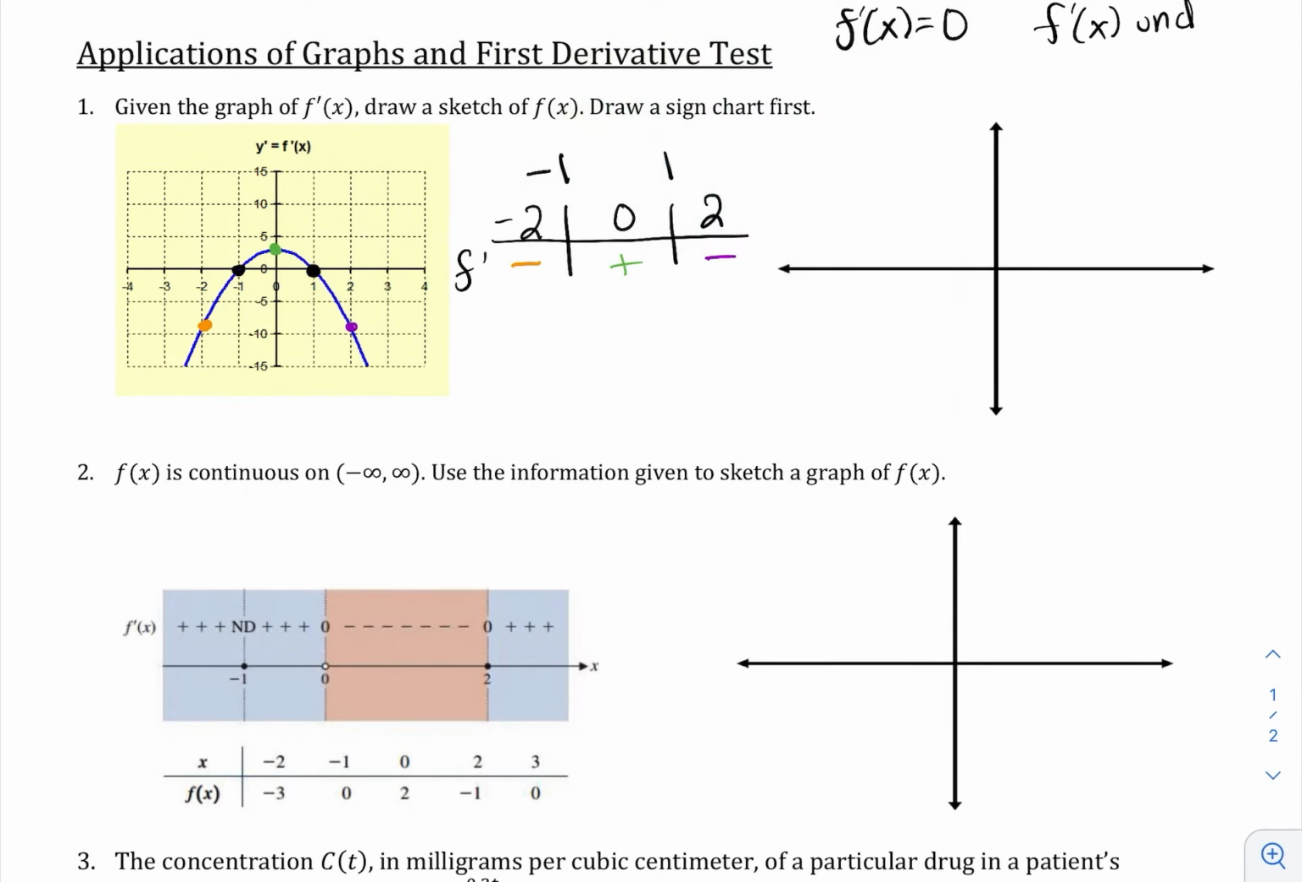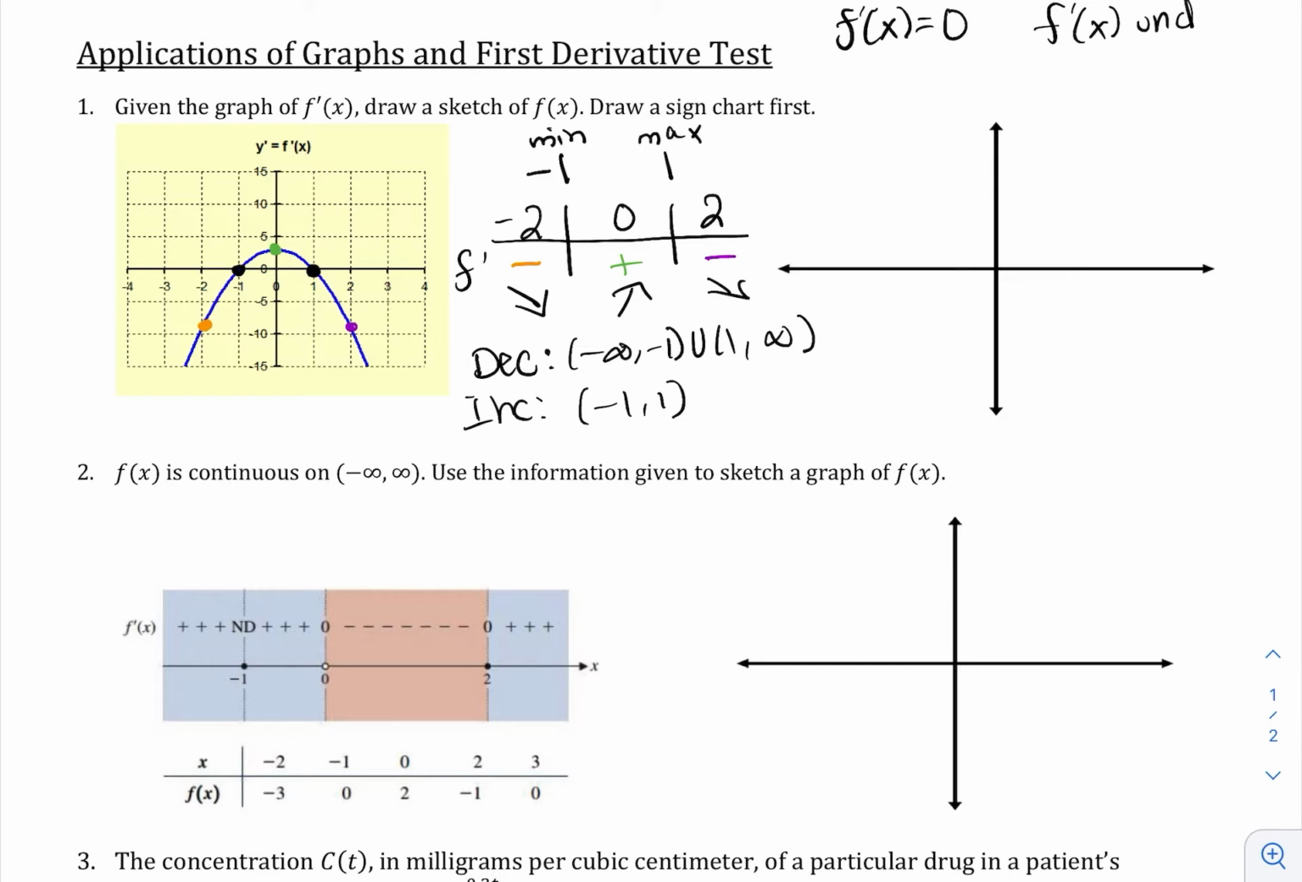So I am decreasing. So I'm going to go down, and then I'm going to go up, and then I'm going to go down. So I am decreasing from -infinity to -1, union 1 to infinity. And I am increasing from -1 to 1. I have a minimum at -1 and a maximum at 1.